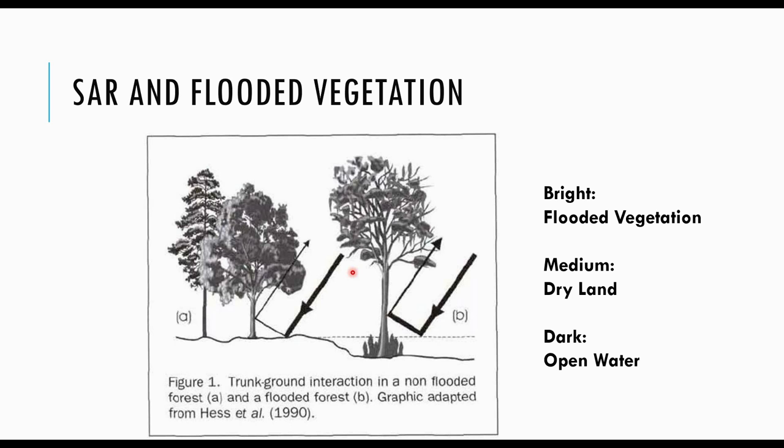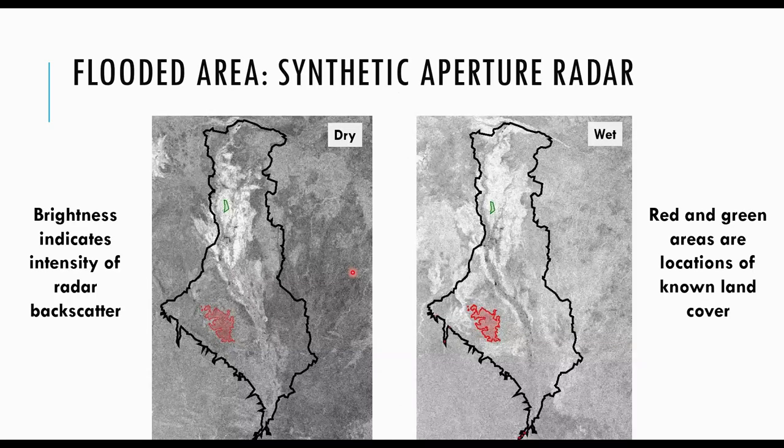Now, off flooded vegetation, you end up with this very bright signal because what you get is specular reflectance that then bounces off the vegetation and comes back. Because you have such strong specular reflectance off the water, you have a much stronger signal to bounce back off that vegetation. And so you end up with a very strong signal. For that reason, we see this really bright white on this image, even in the dry season, when we look at the middle of the Sudd.